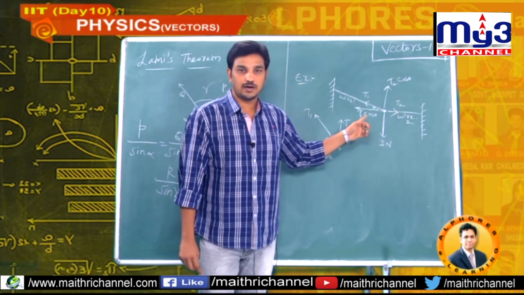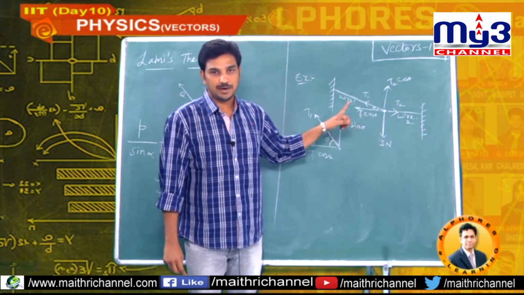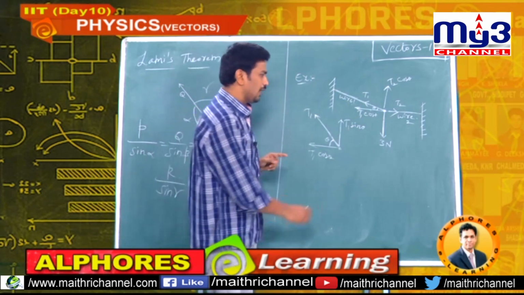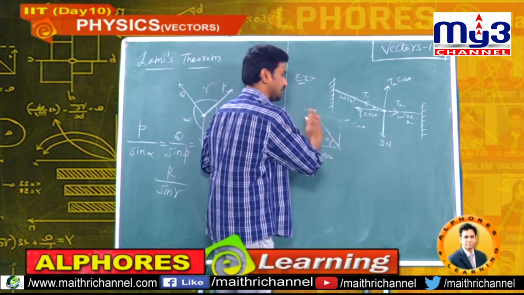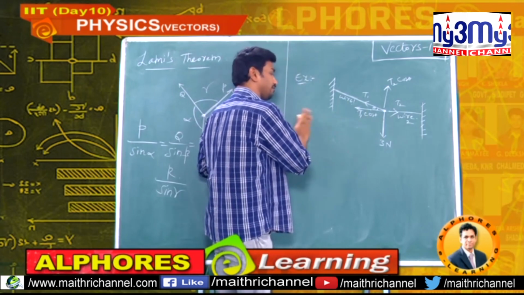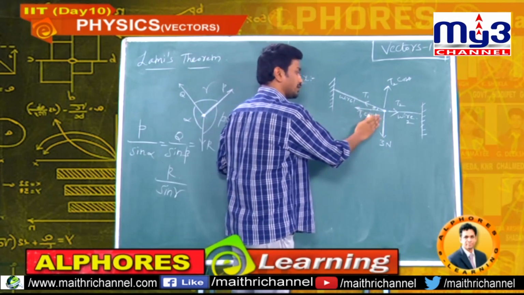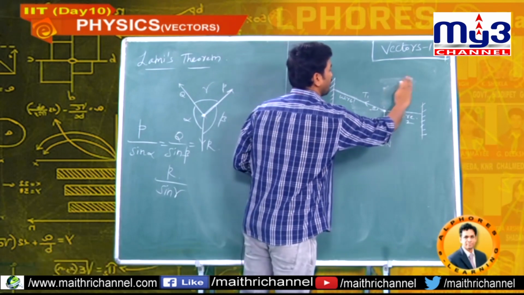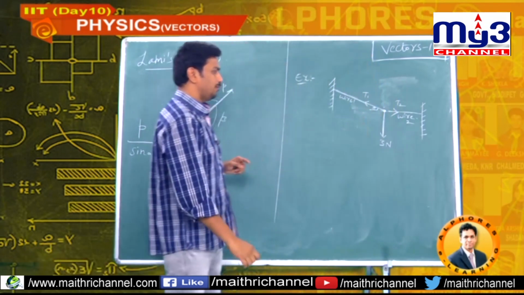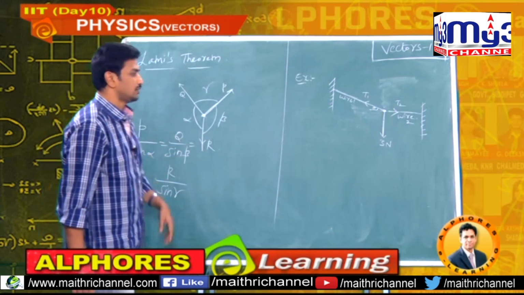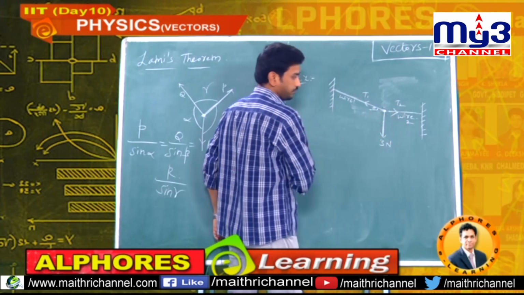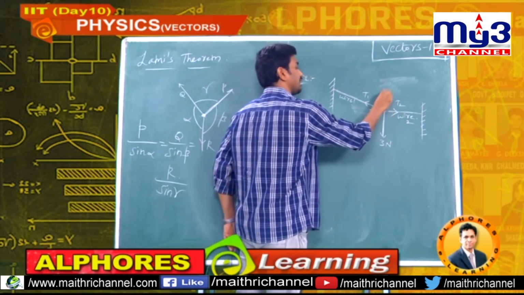This method we already did, but I am solving this question using Lami's theorem. I am not going to apply this method because we already solved some questions using this concept. Now I will try to use the concept of Lami's theorem. Here, how many forces are there? P, Q, R. Here also 3 forces are there. How many? T1, T2, 3. Now the dotted line.